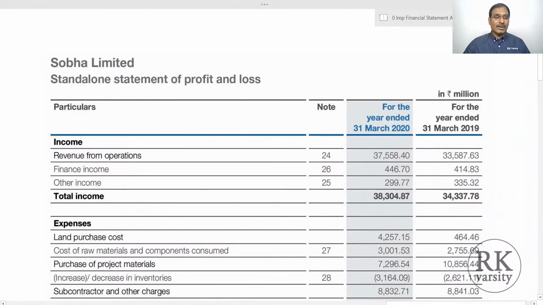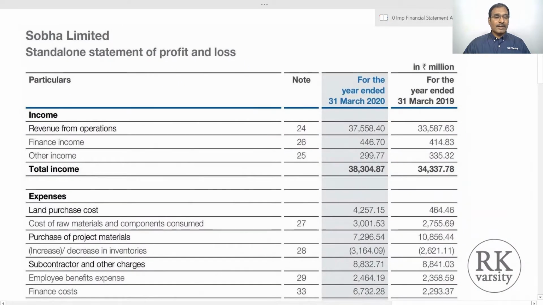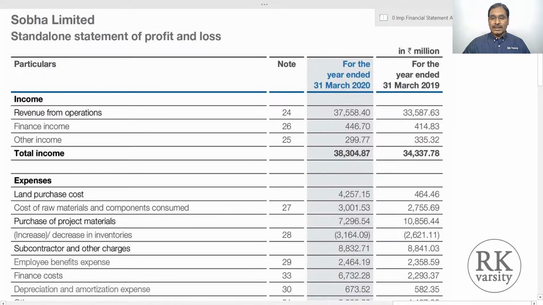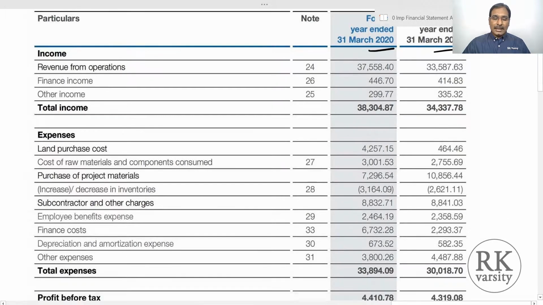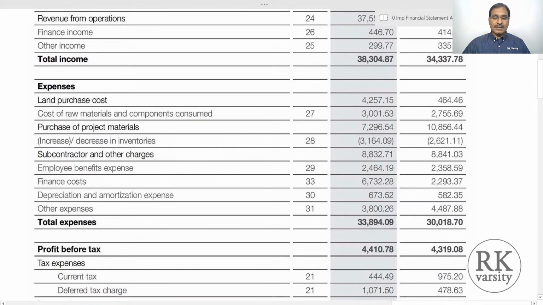This is Sobha Limited, and here we have the statement of profit and loss account, again for the same 2 years, 2019 and 2020. All these amounts are in rupees million, and we are interested in our expenses. So here you will not find one direct expense; you have land, then you have cost of raw materials and cost of project materials. So these three need to be considered.